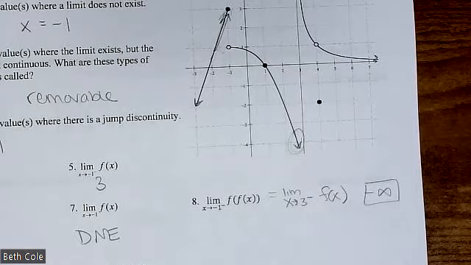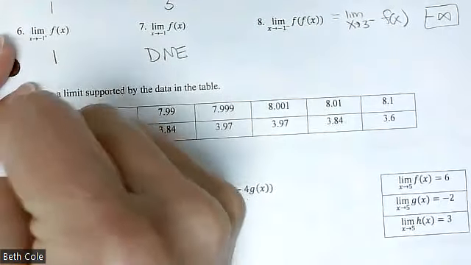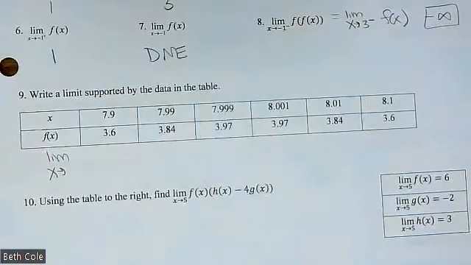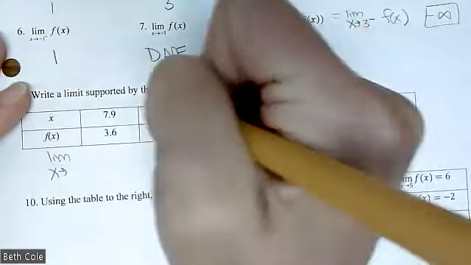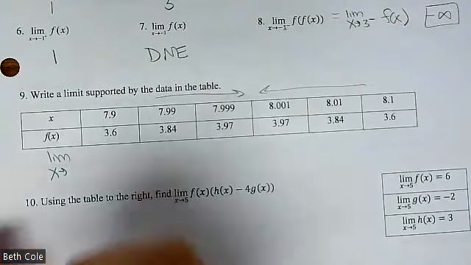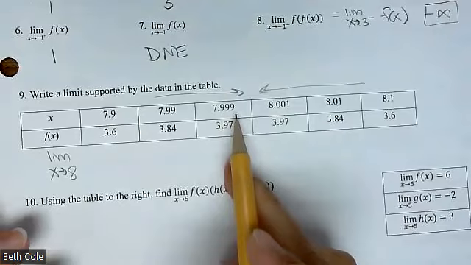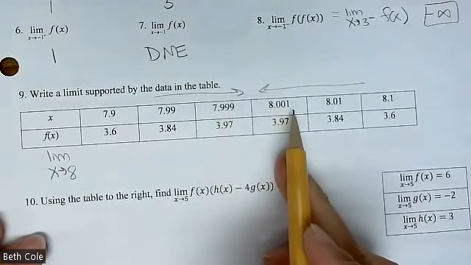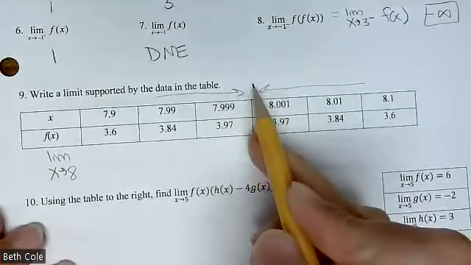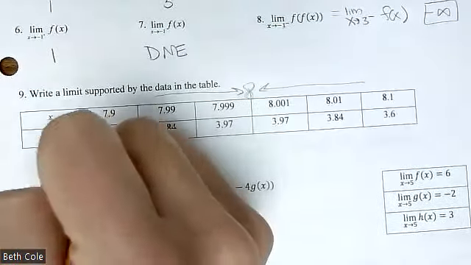All right, number 9, we're going to write a limit that is supported by the data in the table. So it would be limit as x approaches what? Like if you look at both sides of this, what x value is getting approached? 8. Do you guys see that there? Like on this side, it's 7.99999. Hope you feel better. And then on this side, it's 8.001. So like 8 is what we're approaching on both sides. Cool.